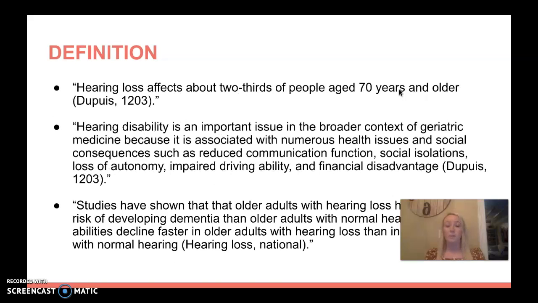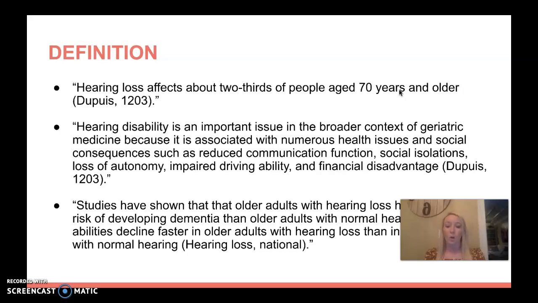Hearing loss affects about 2/3 of people aged 70 years and older. Hearing disability is an important issue in the broader context of geriatric medicine because it is associated with numerous health issues and social consequences, such as reduced communication function, social isolation, loss of autonomy, impaired driving ability, and financial disadvantage.